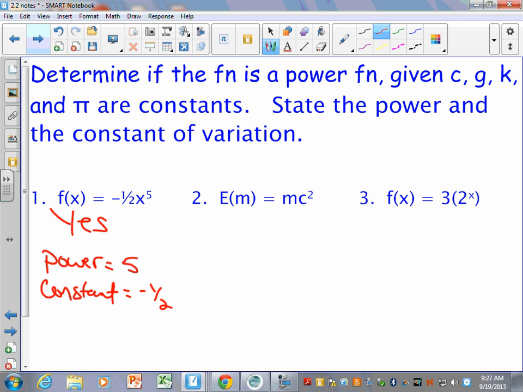So it has to have a constant and a power. The constant could be 1, right? If I asked you if x to the 5th was a power function by itself, we'd still say yes. The constant would just be 1. Do you agree with that? Yeah. But it has to have a power to be a power function.